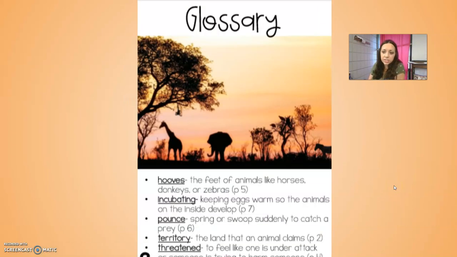And here's our glossary. So these are some of the words that you might have needed to know in the book. So hooves are the feet of animals like horses and donkeys or zebras. That's that hard part of their foot that a lot of times, like in a horse, we have to make sure we take care of so that they can keep walking and helping.